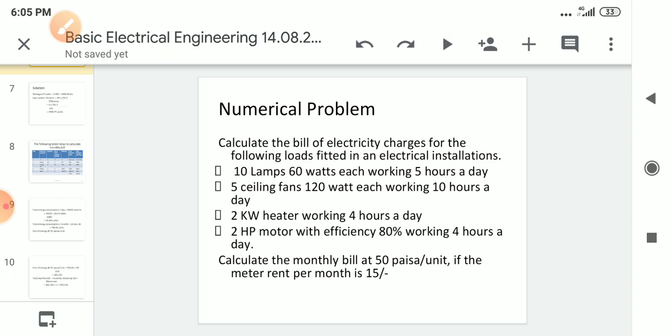This is the question. In this question, how many types of loads are available here? 4 types of loads. One is a lamp, the next one is a ceiling fan, then a heater and a motor. These are of different quantity. Lamps are 10, fans are 5, one heater and one motor.